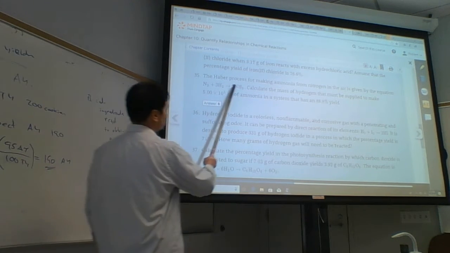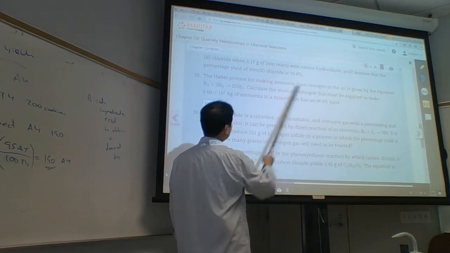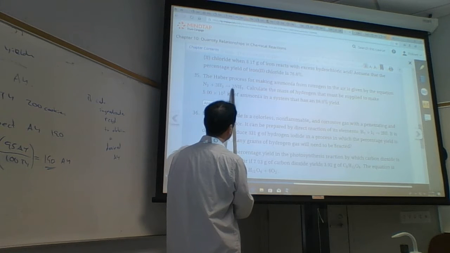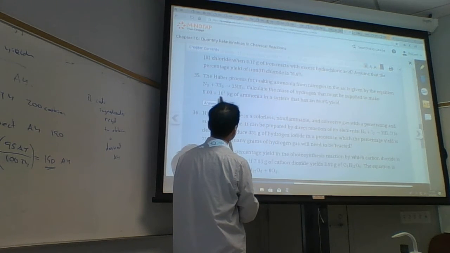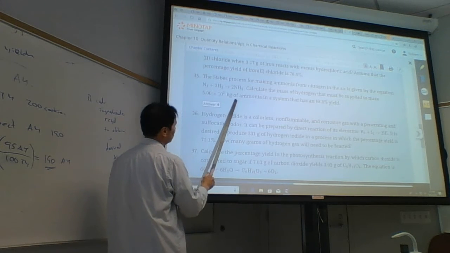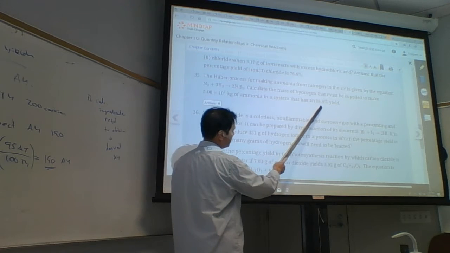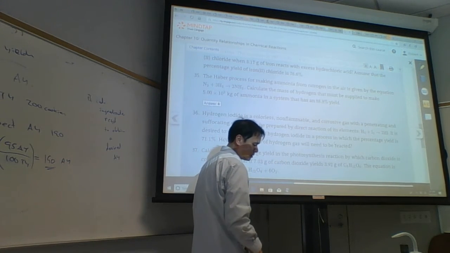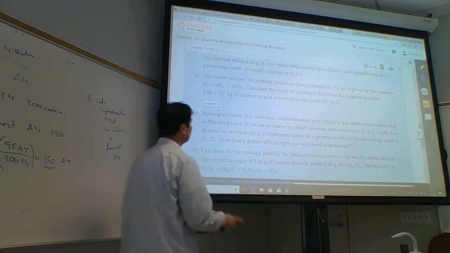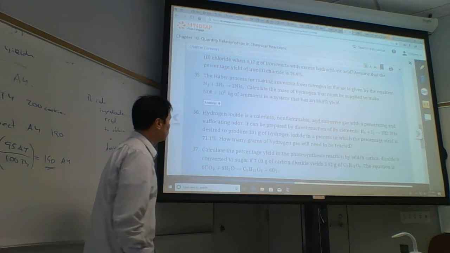The Haber process for making ammonia from nitrogen in the air is given by the equation N2 plus 3H2 yields 2NH3. Calculate the mass of hydrogen that must be supplied to make 500 kilograms of ammonia actual yield. If this reaction has an average 80.8% yield, then how much should we plan on making? We should plan on making more than this, because we're going to lose 11.2% of it.